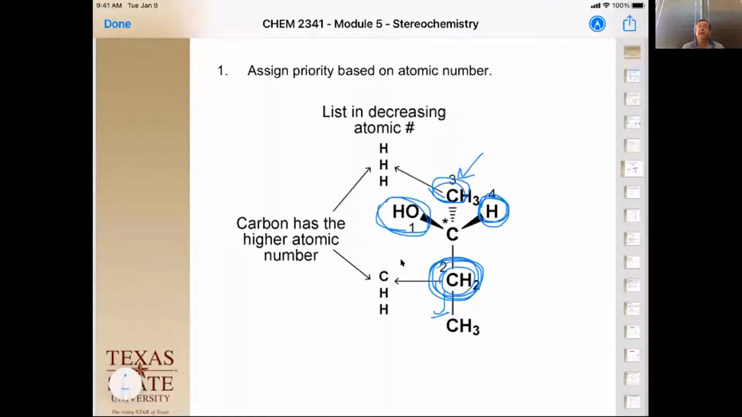Now we're ready to assign R and S. Okay. Now notice they have it drawn in a specific way. They have it drawn where 1 is sticking out, 2 is sticking down, 3 is sticking back, and 4 is sticking out on the other side.